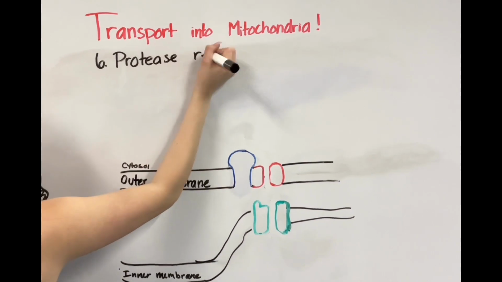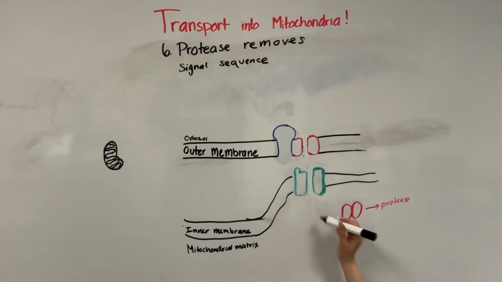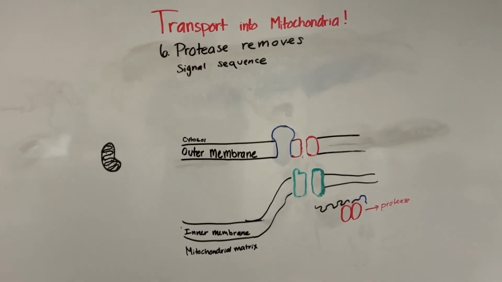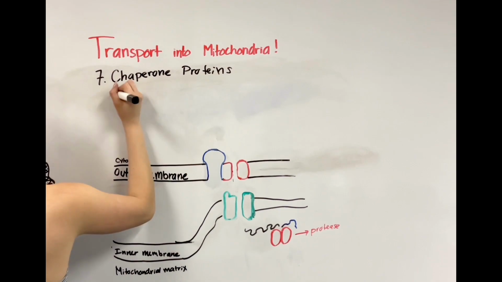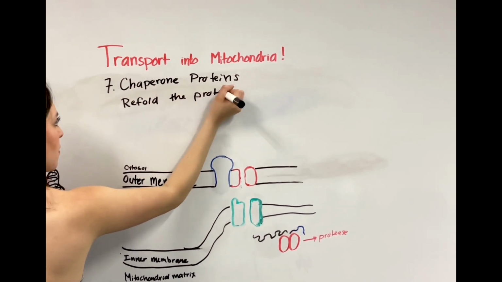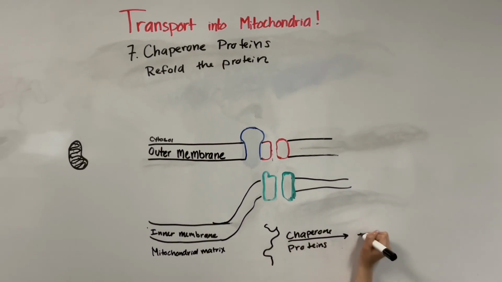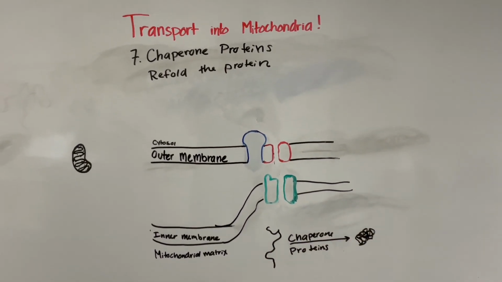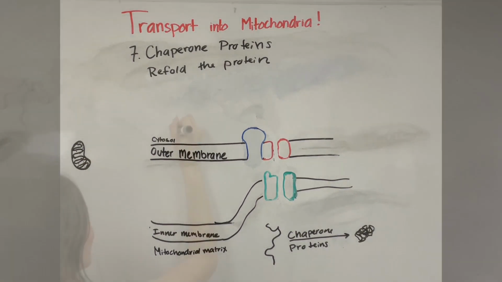And once it's inside, another enzyme known as protease comes in and removes the signal sequence located on the N-terminal of the protein. So a special type of proteins known as chaperone proteins come in and help refold the proteins into its mature form. After it's folded, the protein becomes active, and if the protein had to be inserted into the inner mitochondrial membrane, then additional sequences are required.